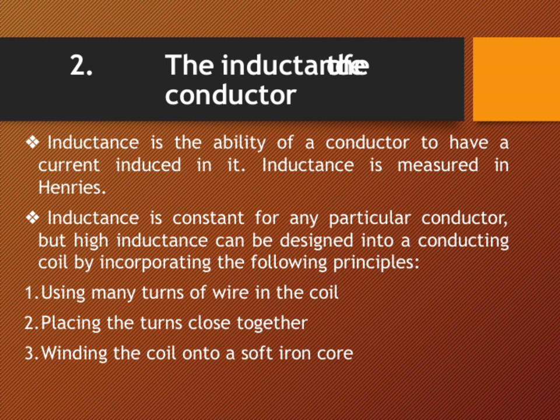For example, using many turns of wire in the coil increases the inductance because more loops mean more magnetic field interaction. Placing those turns close together also helps, as it strengthens the magnetic coupling. Additionally, winding the coil onto a soft iron core significantly boosts inductance, thanks to iron's magnetic properties. These design techniques are important because they allow us to control and optimize the inductance based on the needs of the circuit or device we're working with. This ties into the overall theme of understanding how conductors and coils behave in electrical systems.